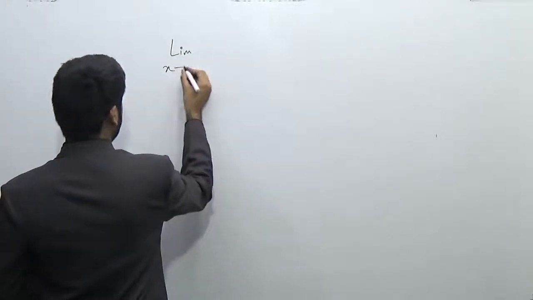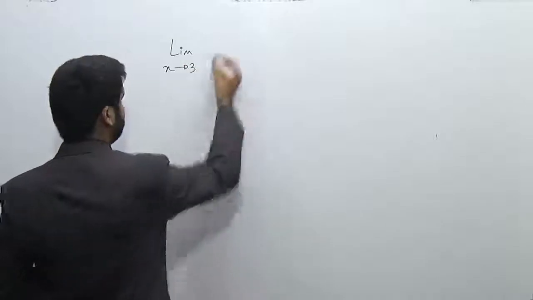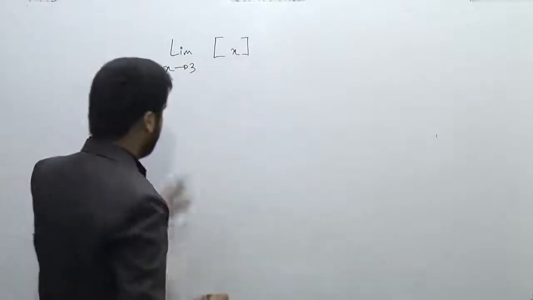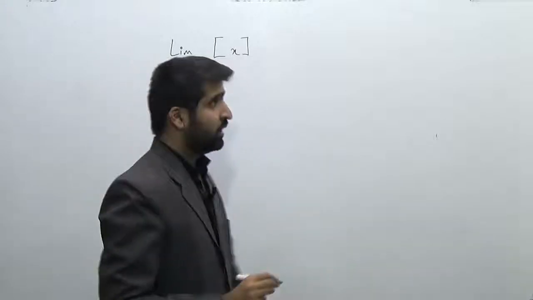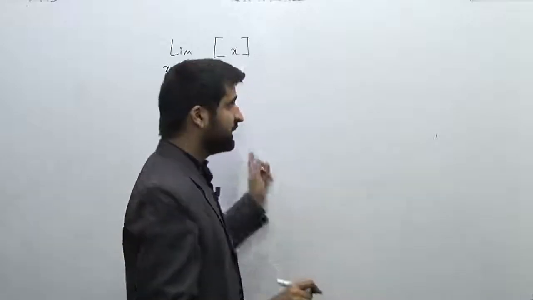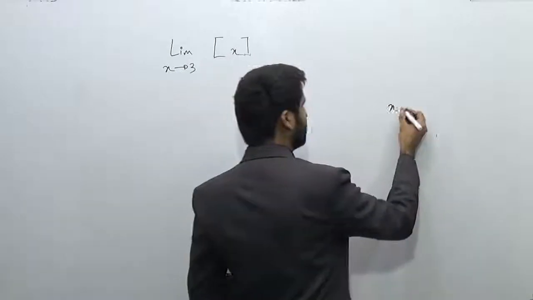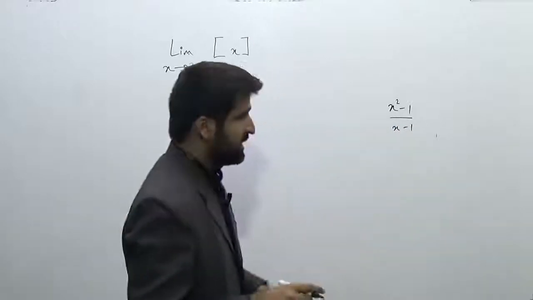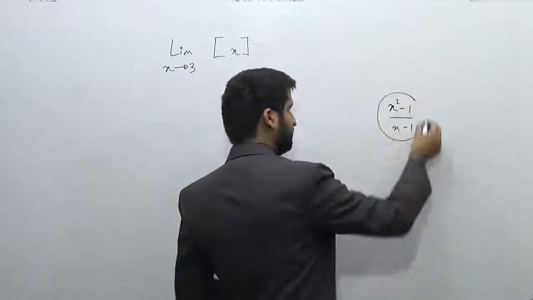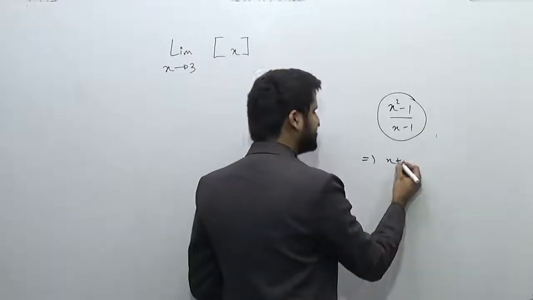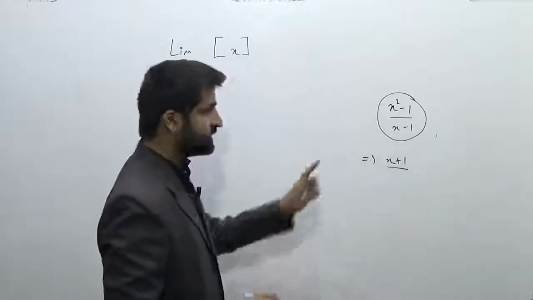Now let's see the limit as x tends to 3 of box x. I have to calculate this limit. In the previous case, it was x squared minus 1 upon x minus 1. There's a difference. In that case, I just put the value. When I got the definition of the function, that is equal to x plus 1, I just put the value x is equal to 1.